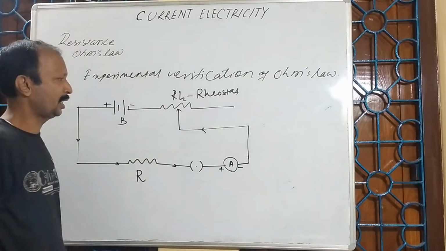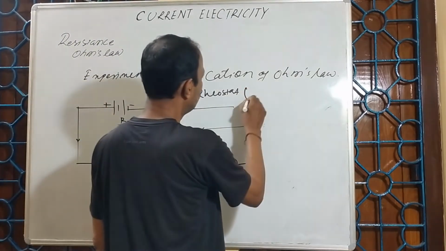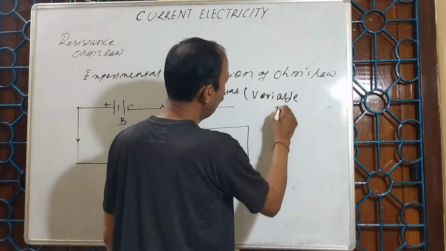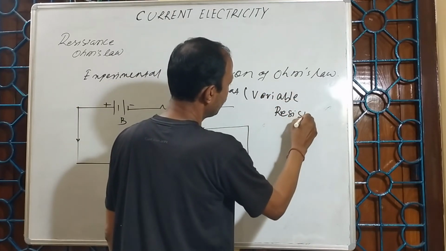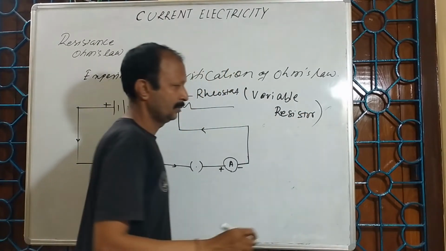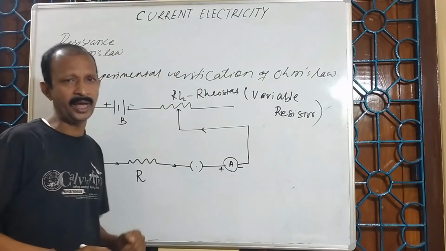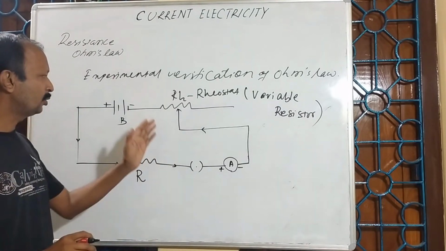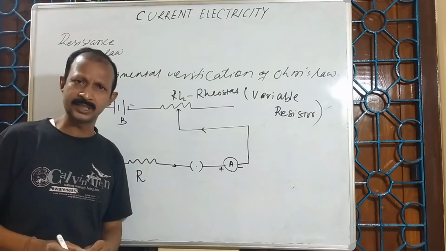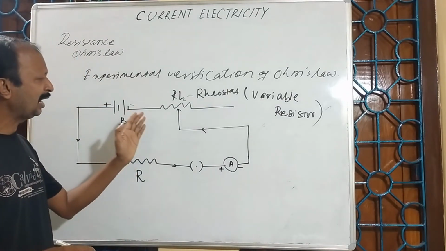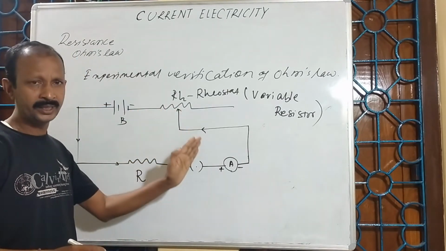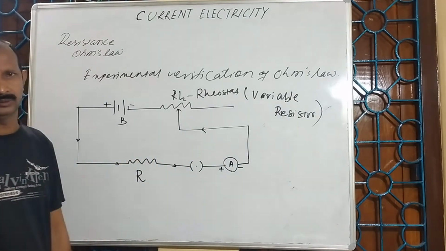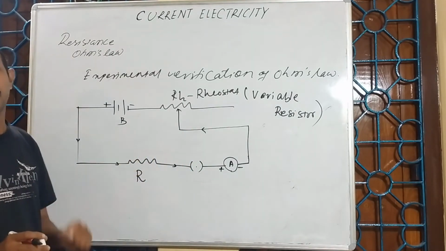This is the rheostat. A rheostat is a variable resistor. Its resistance can vary. Why am I taking a rheostat? Because with the help of adjustment of this resistor, I can allow different amounts of current according to the requirement, within certain limits.